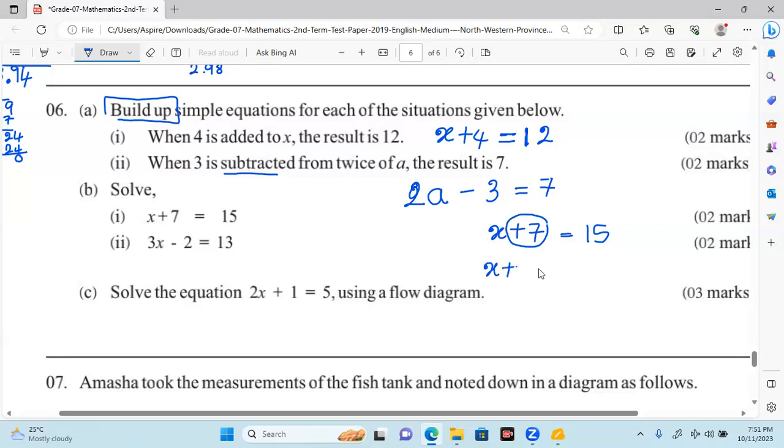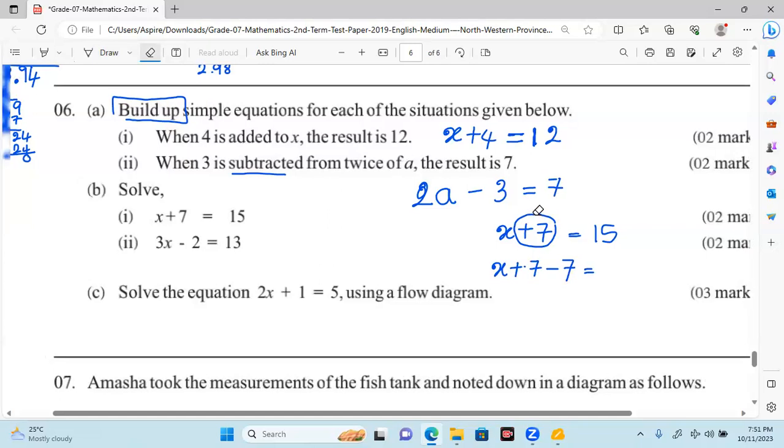Addition 7 should be subtracted. Then 7 is subtracted. Then what you do to one side of an equation? Any difference that you do to one side of an equation, you have to do to the other side also. So 7 is subtracted from 15. Therefore, it is 8. Now 7 subtract 7, it becomes 0. Therefore it is x at 0. So x equals 8.